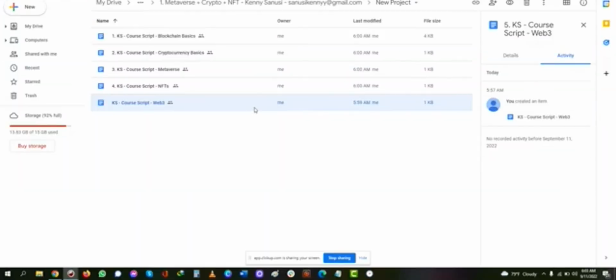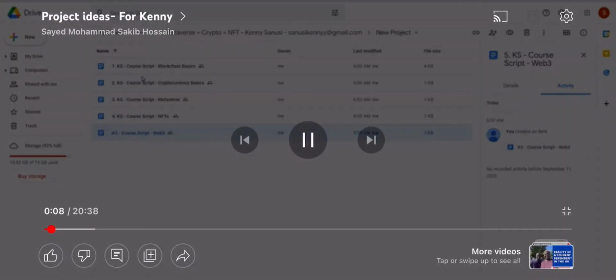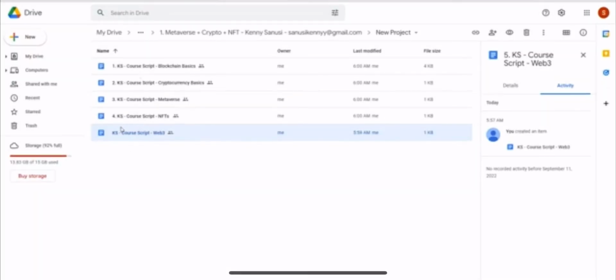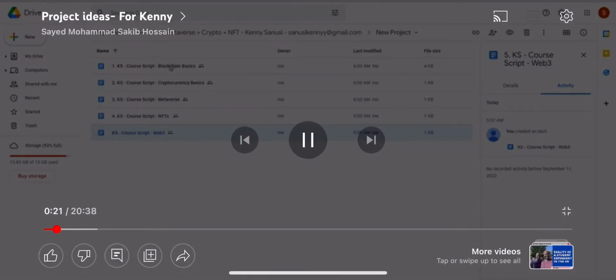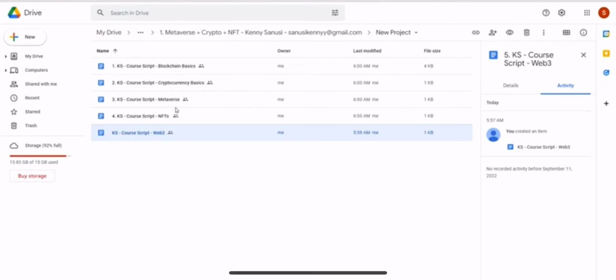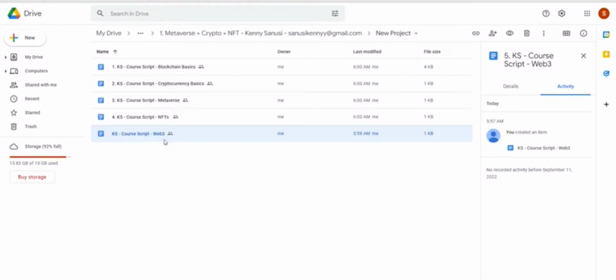Hey Kenny, we have this project for you. So you can see there are around one, two, three, four, five course scripts you have to write. We have different strategies on this. You can see we have blockchain, cryptocurrency, metaverse, NFTs, Web3.